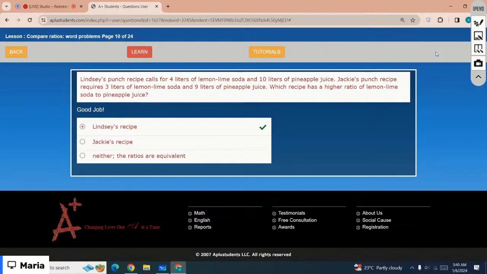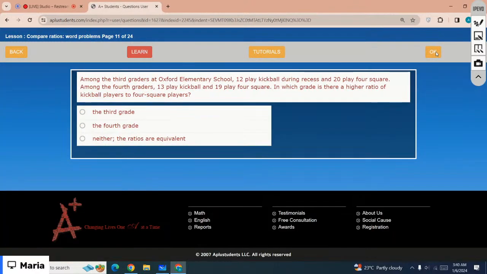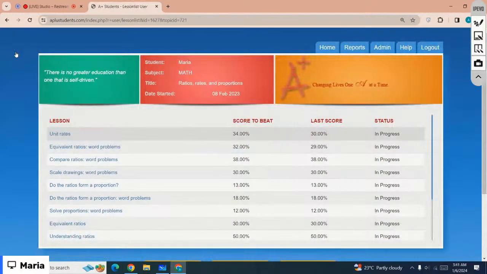Very good. Okay, you can complete the lesson by yourself later today. So we were working on grade 7 math. The chapter we were working on is ratios, proportions and rates, and the lessons we have covered today are unit rates, equivalent ratios, word problem, compare ratios, word problem.